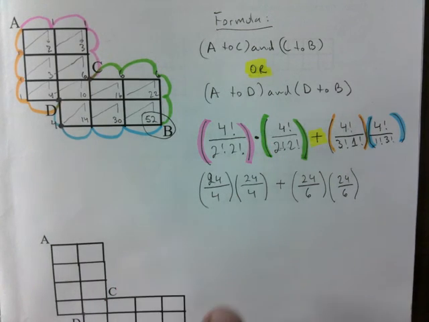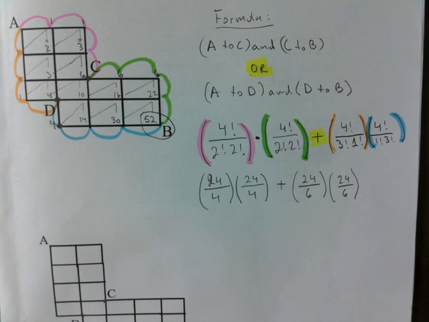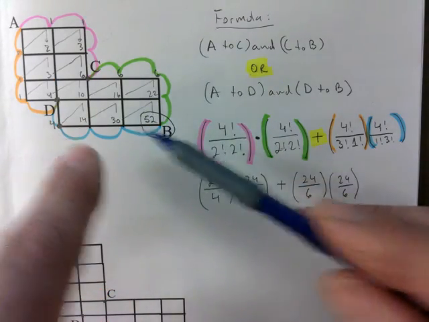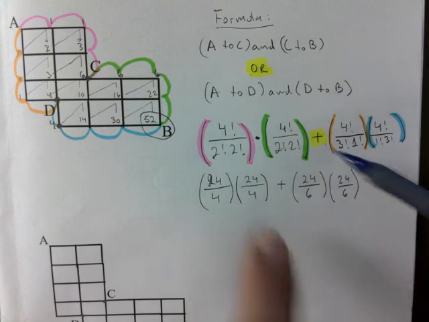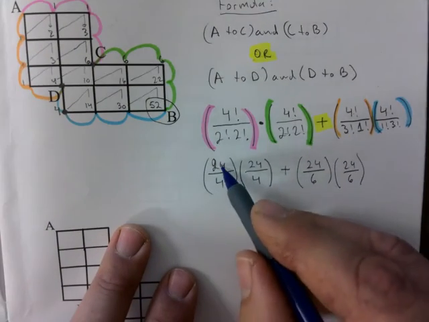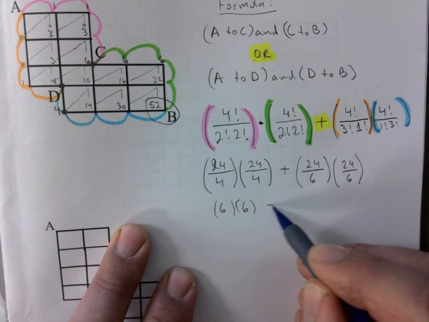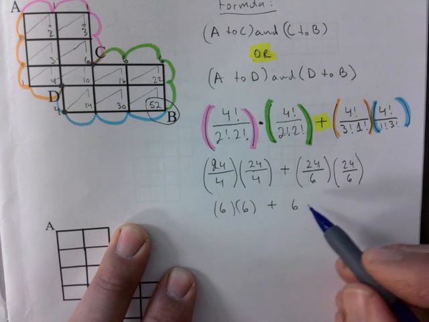This is all just, if you think there's a pattern, it's a bit of a coincidence here. If I change this up a little bit, it will look different, right? Your calculations will look different. So let's clean this up. This is 6 times 6 plus 6.